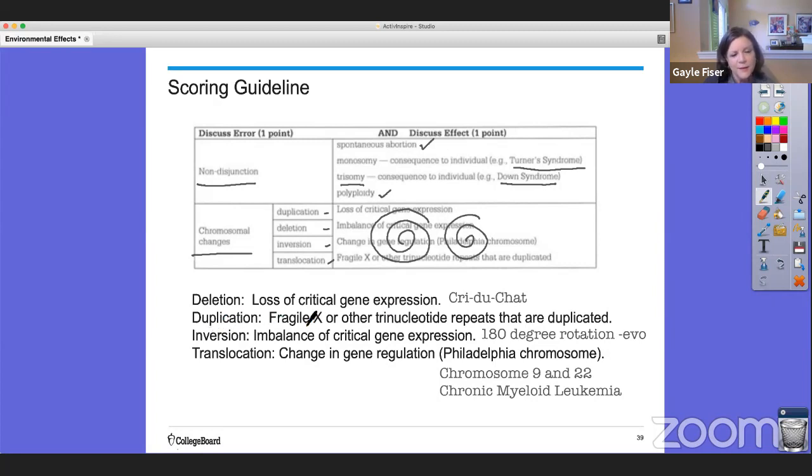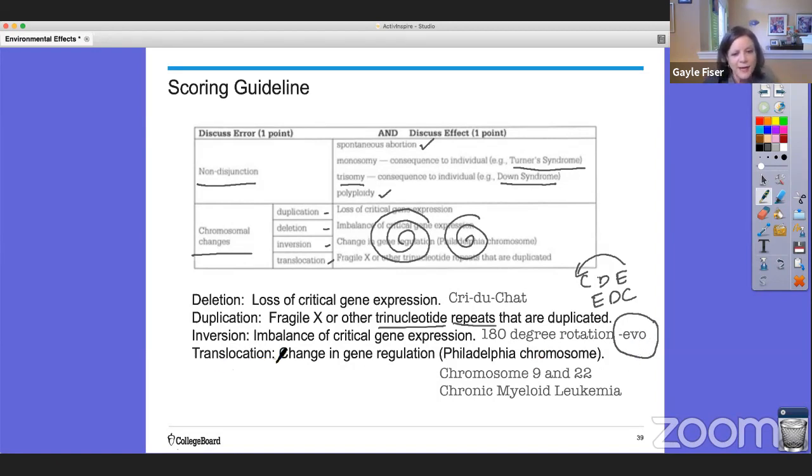And duplication, Fragile X, and there's some other repeats that are problems when there's duplication. And inversion, there's an imbalance of the gene expression. There's a 180, you know, we had C, D, E, and then all of a sudden it went E, D, C, okay? And I read also that there were some inversions that can possibly connect with differences between us and chimpanzees. I read that this morning.